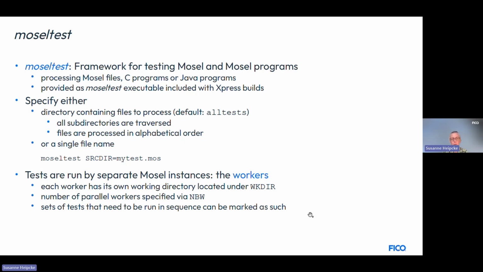And well, why I mentioned this here is that you can specify workers, and you just say parallel workers, you put the number of workers to something larger than 1, and then it will just run your Mosel programs that are under this, let's say default all test location. They are going to be run in parallel, unless you have used some special markup. If you have a sequence of tests that absolutely need to be run sequentially, then you can mark them up, and they will be excluded from the parallelization and be run sequentially.